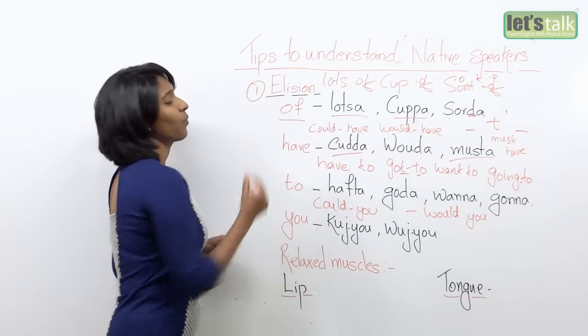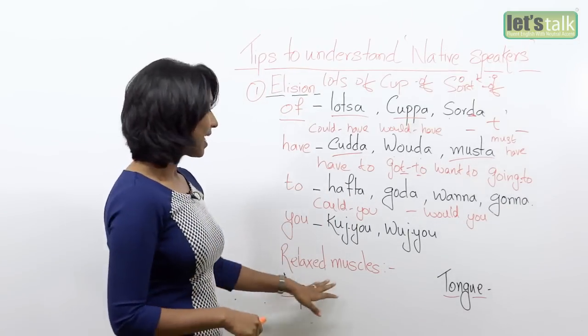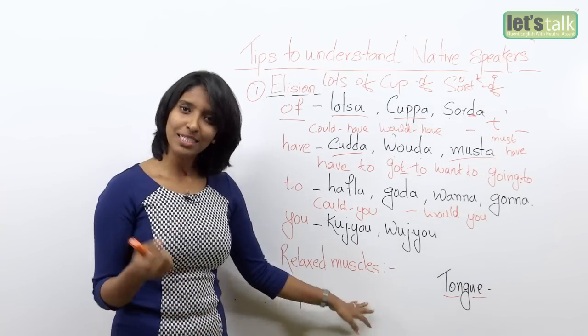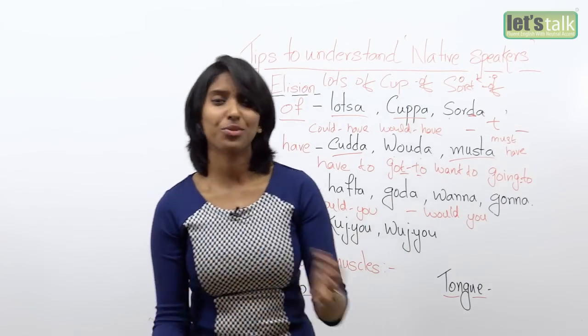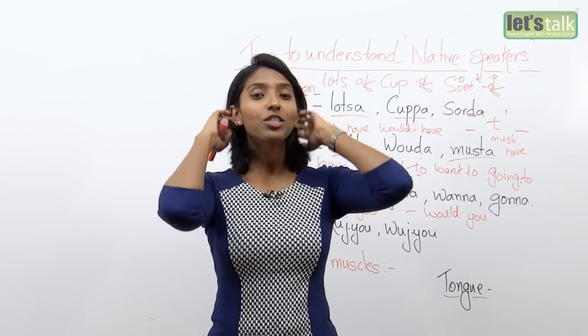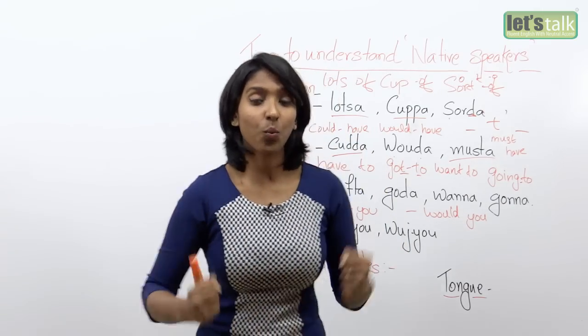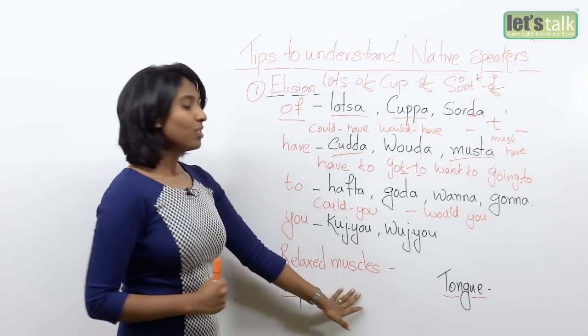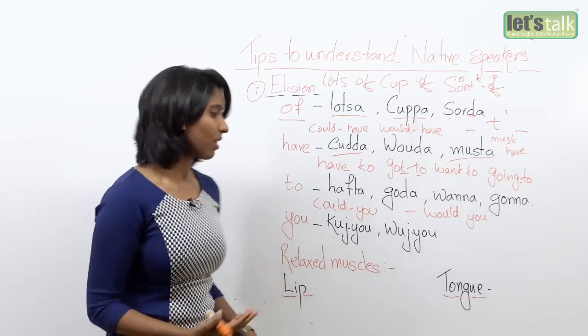Okay? When they try to squash two words. The second tip is relaxed muscles. If you notice English speakers, they tend to be very relaxed. They're very lazy people. No, they're not lazy, but especially when they're trying to use their facial muscles, they don't really stretch and emphasize the way we do. Okay? They're very relaxed. What muscles are they relaxed with? Lip.